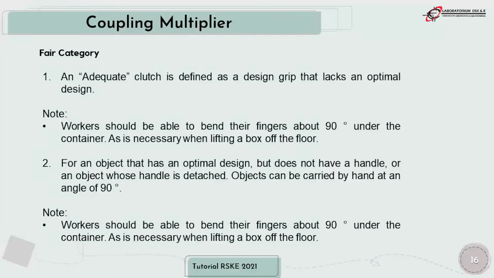Next, the second category, which is the fair category. The fair category is also divided into 2 points. The first one is an adequate coupling. An adequate coupling is defined as a grip design that lacks an optimal design, and it also has to fit the notes as shown on the slide. The second point of the fair category is for an object that doesn't have a handle, or actually has a handle that is not attached or is detached. So you have to bend your fingers and wrist 90 degrees, which is also a fair category. The example is when you lift a cardboard box.